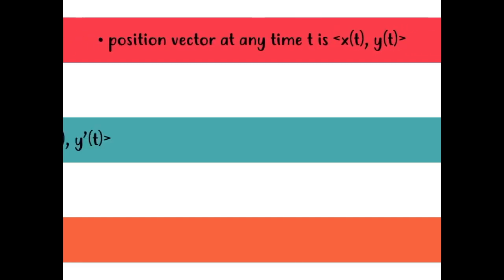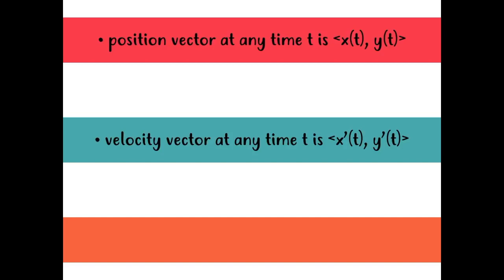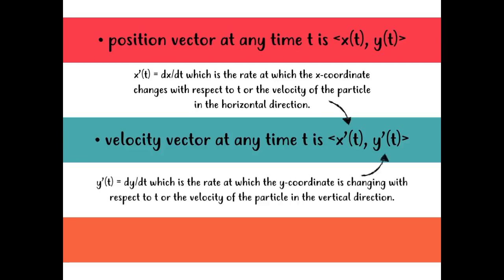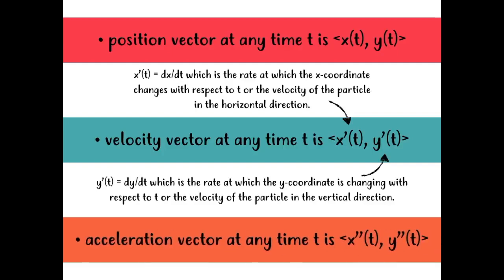There's the position vector, the velocity vector, which has x prime of t that describes the velocity of the particle in the horizontal direction, or the rate at which the x-coordinate changes with respect to time, and y prime of t, which is the rate at which the y-coordinate is changing with respect to t, or the velocity of the particle in the vertical direction, and then finally the acceleration vector at any time t.